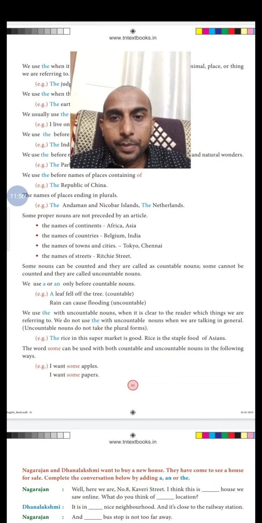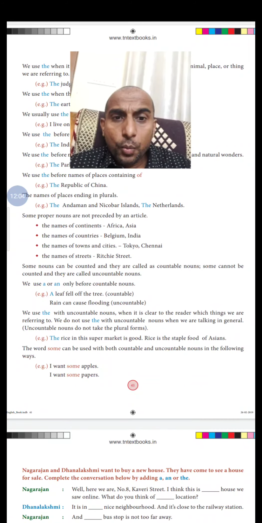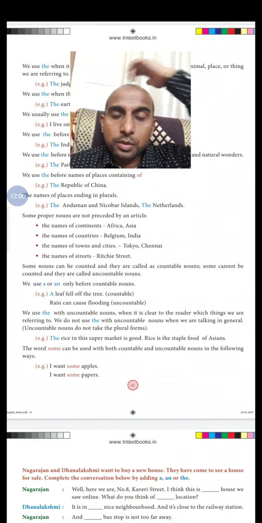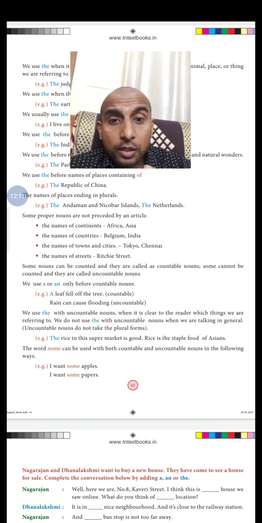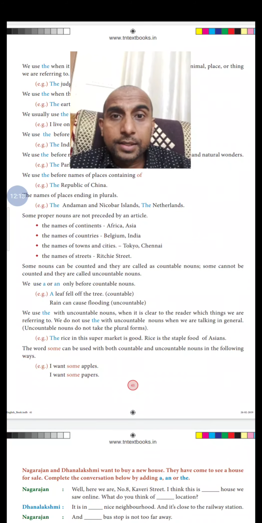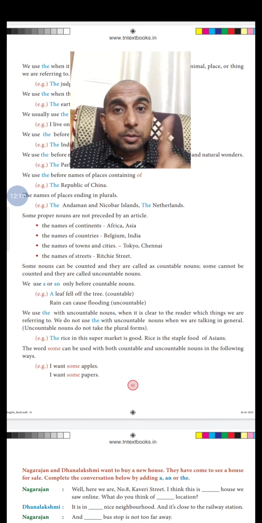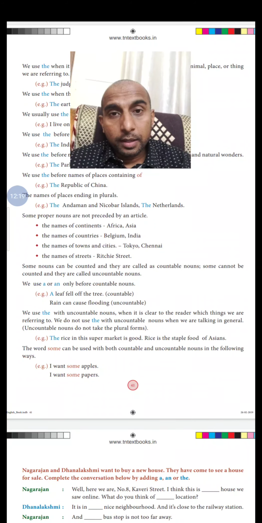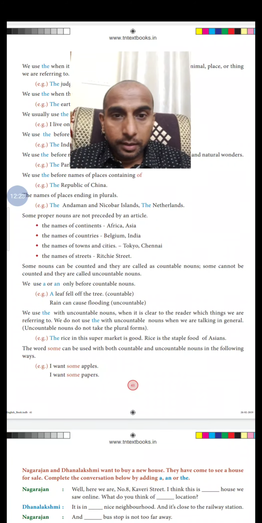Whereas we use the with uncountable nouns. But what do we use before uncountable nouns? The, when it is clear to the reader which things we are referring to. The reader knows which things we are referring to. We do not use the with uncountable nouns when we are talking in general. Before uncountable nouns, you use the, but the listener should know what you're speaking about. When you speak about something which the listener doesn't know, there you don't use the.